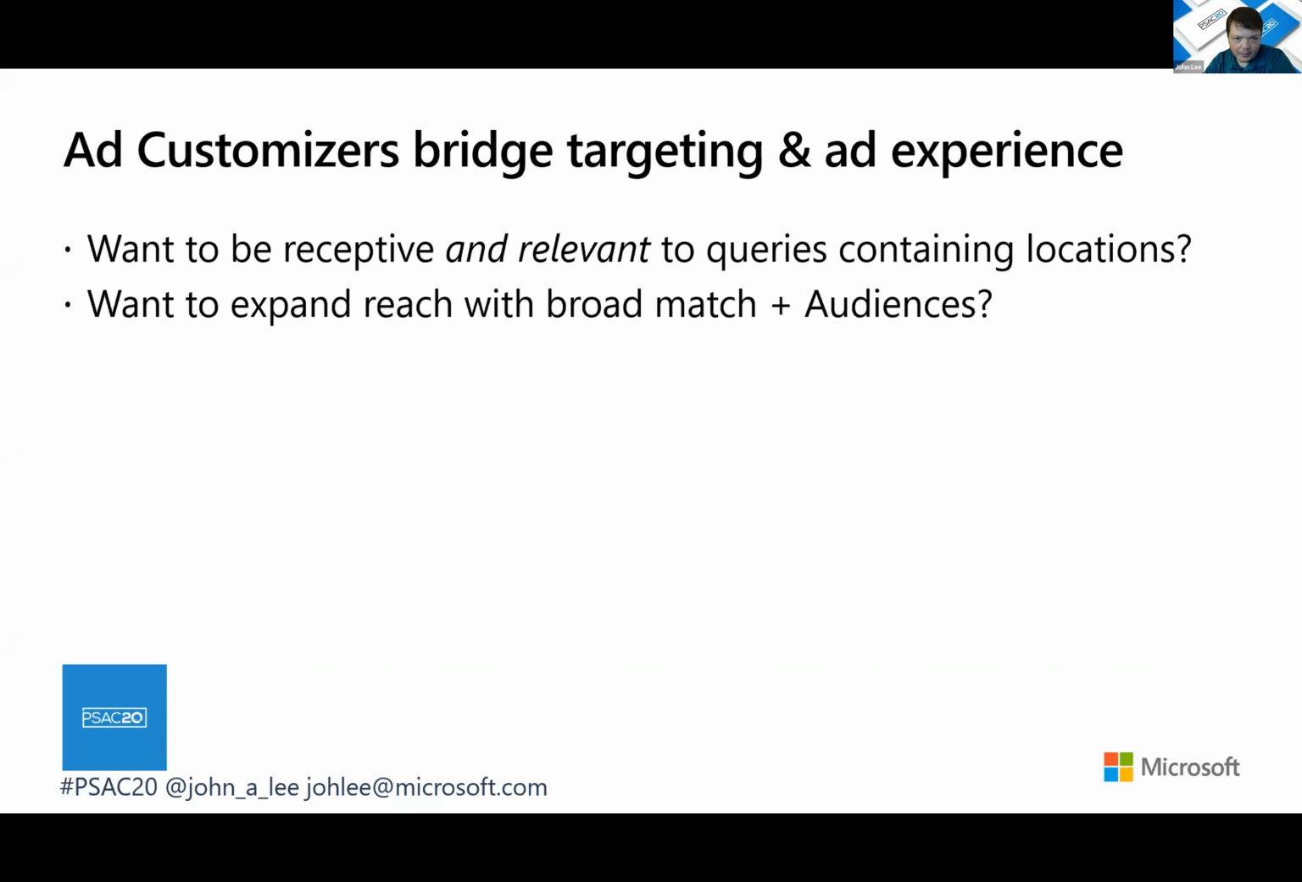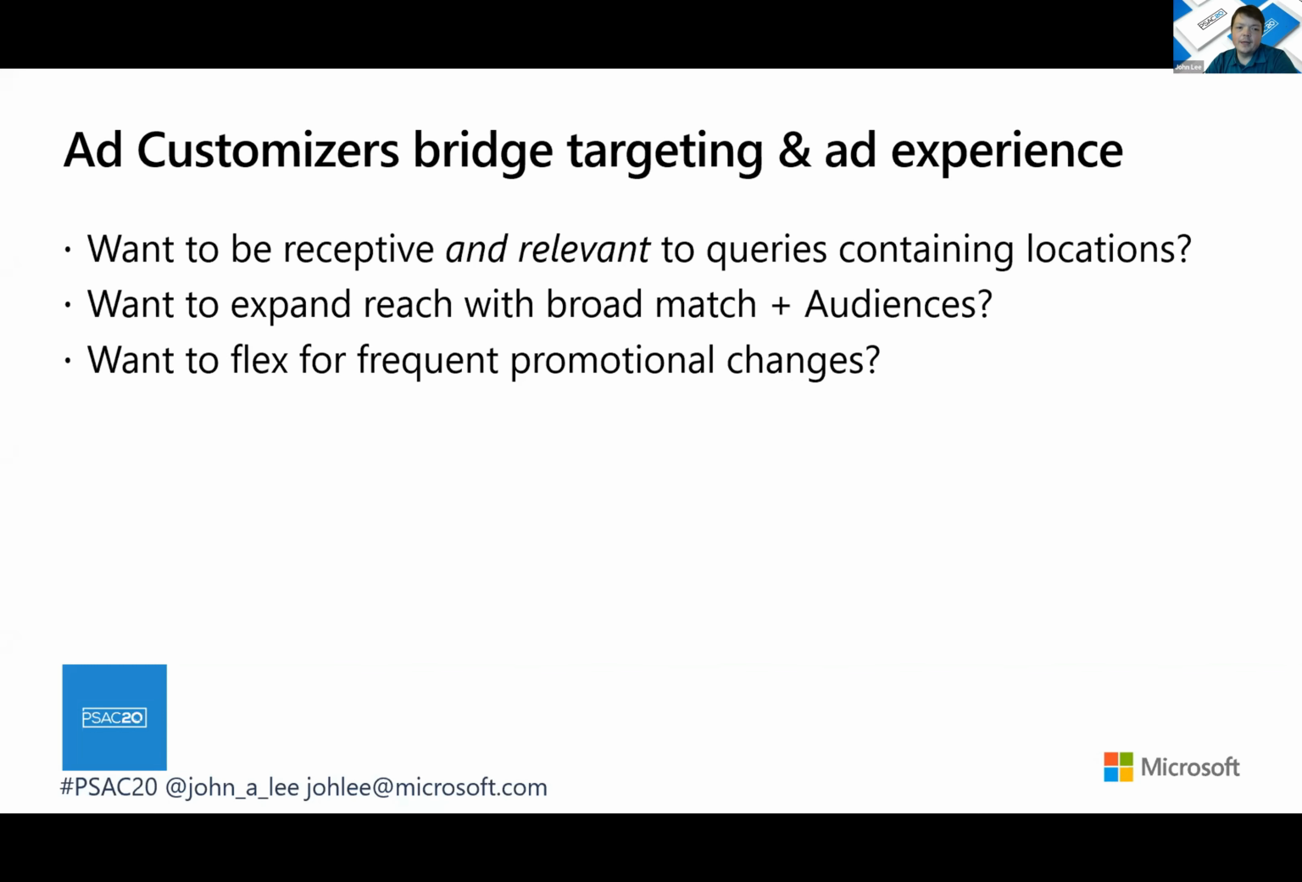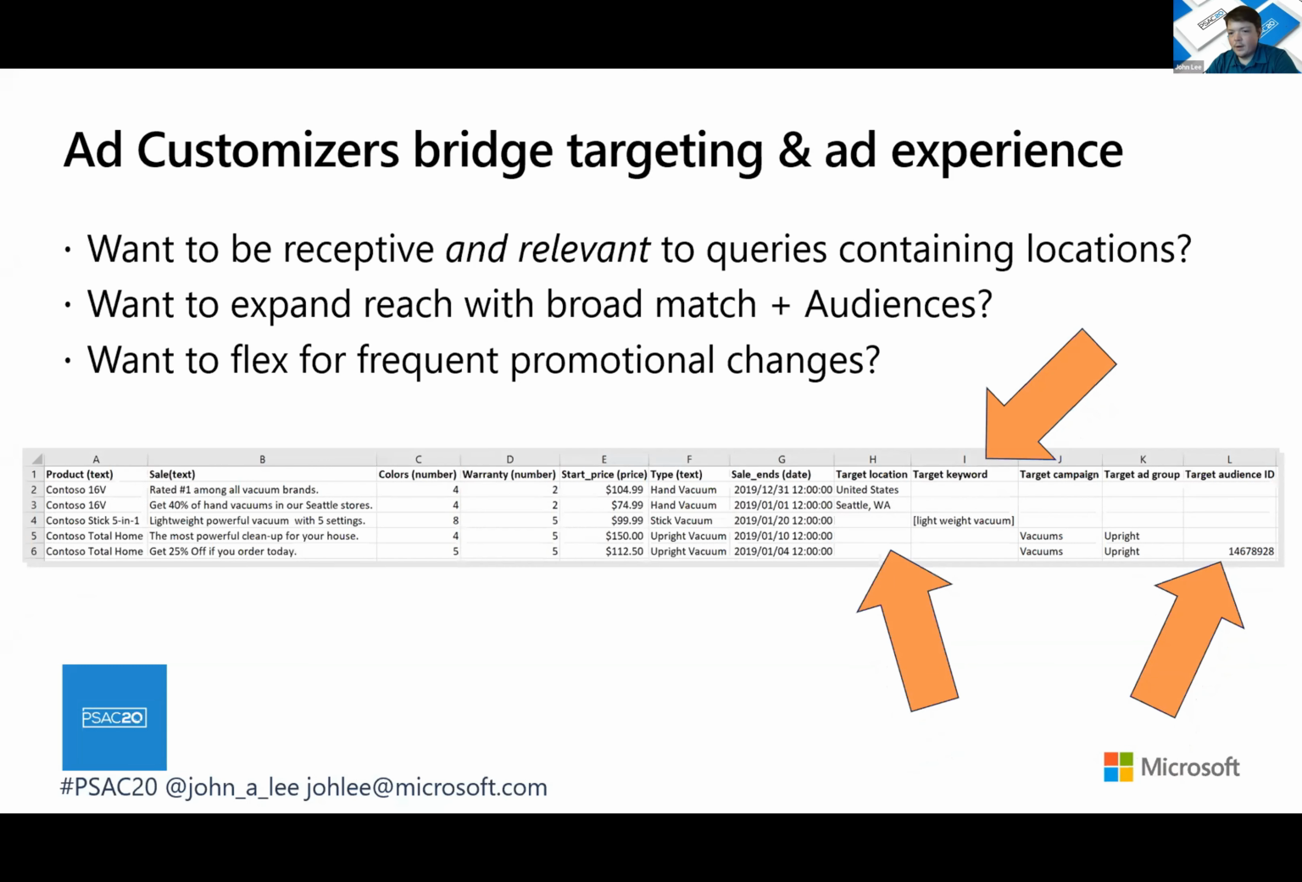What about, again, expanding reach with broad matching audiences? Or, hey, I want to flex because I've got frequent promotional changes and I don't want to constantly be uploading new ads. That's where ad customizers come into play. So being able to swap out copy in your ad, to insert location name, to say, okay, if it's this keyword and this audience, serve this ad message. There's some really powerful things here that can allow you to bridge that gap between those two.